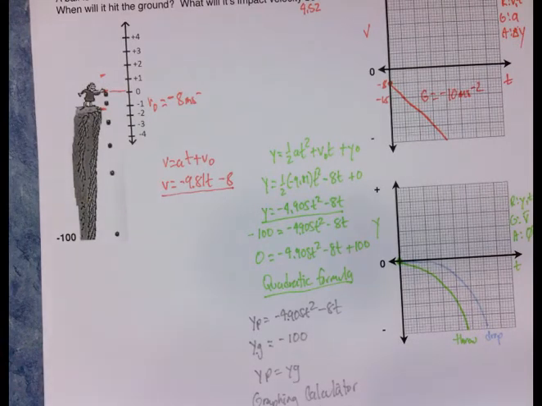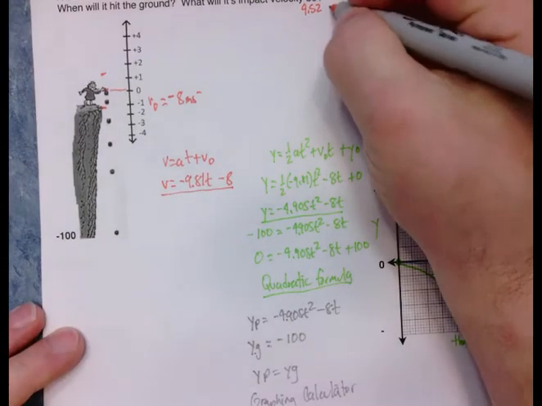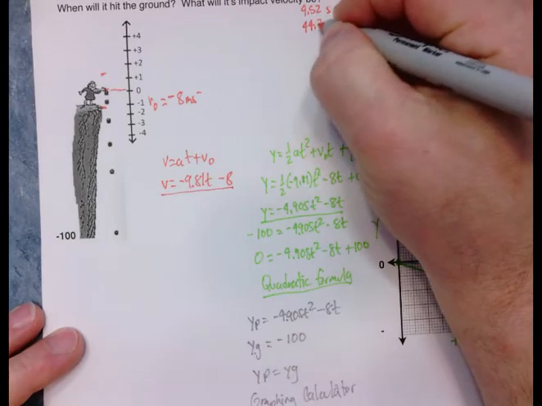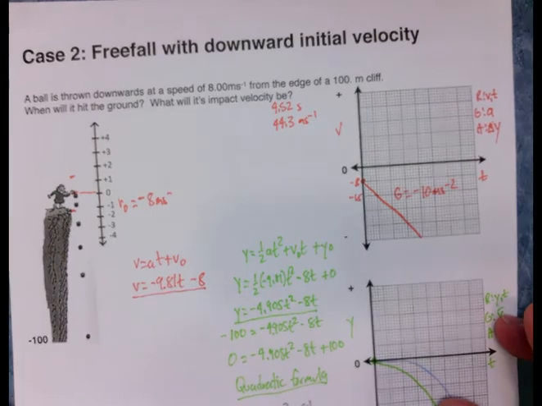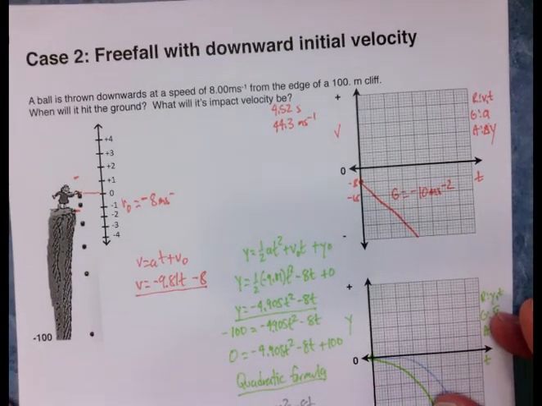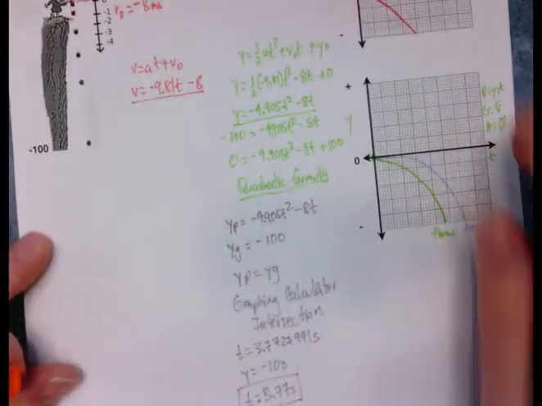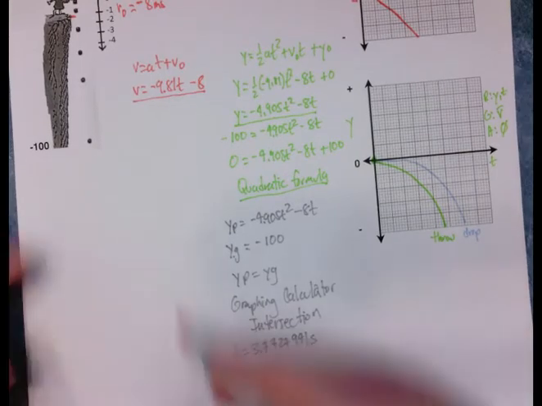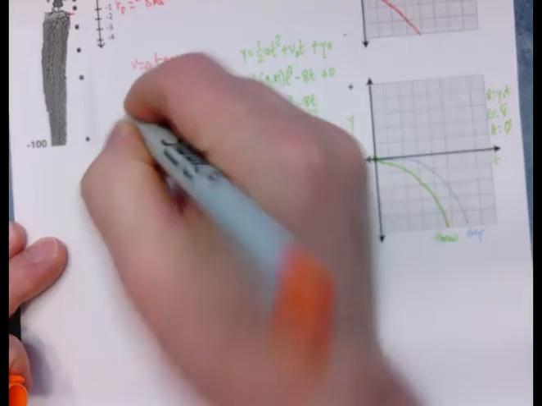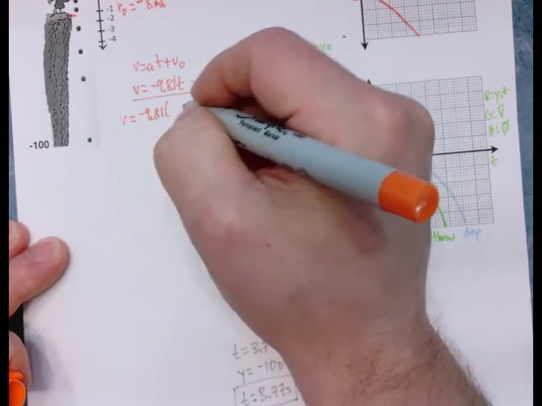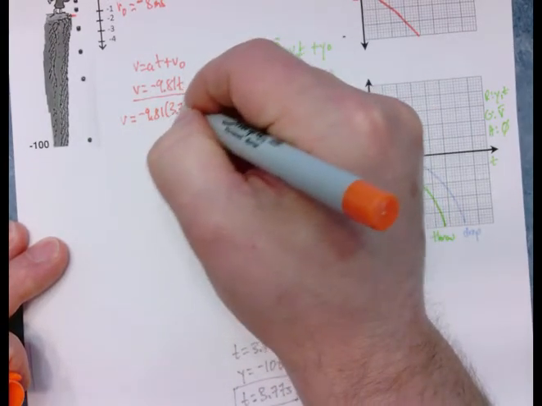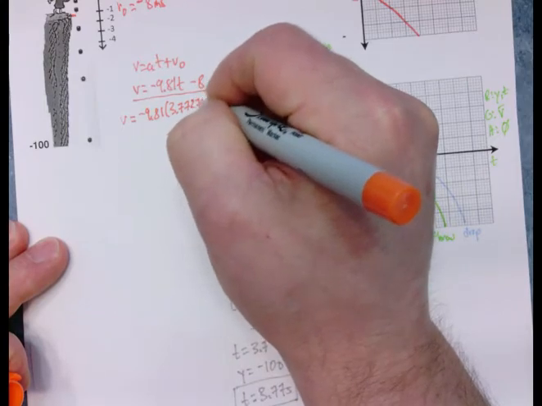In the prior example, the impact velocity was 44.3 meters per second. So we had 4.52 seconds, we had 44.3 meters per second. Stands to reason that the projectile will hit the ground with a higher velocity when it's thrown downward. That's a common sense thing. So now we have v equals negative 9.81 times the unrounded value of 3.7727941.